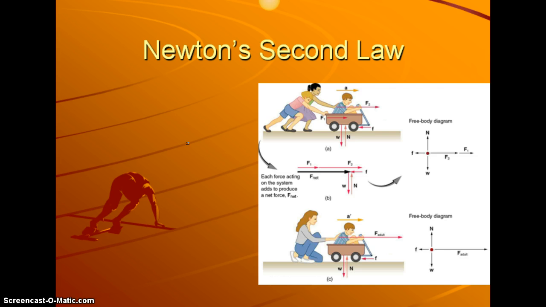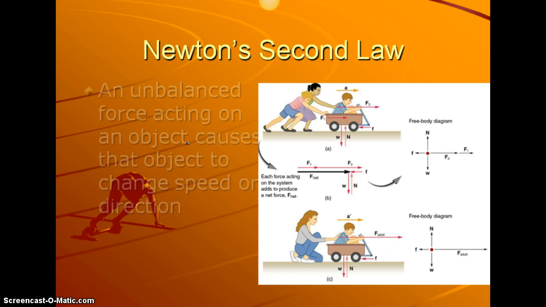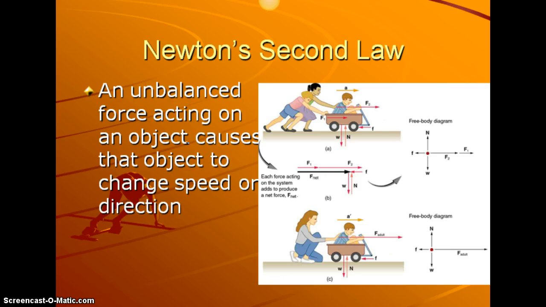So when we're looking at Newton's second law, and if you take a look at these pictures, you're going to see some force diagrams here as well. Newton's second law says that an unbalanced force acting on an object causes that object to change speed or direction. So when you give an unbalanced force on an object, you are causing it to change speed or direction. So that's our velocity. We're changing velocity.